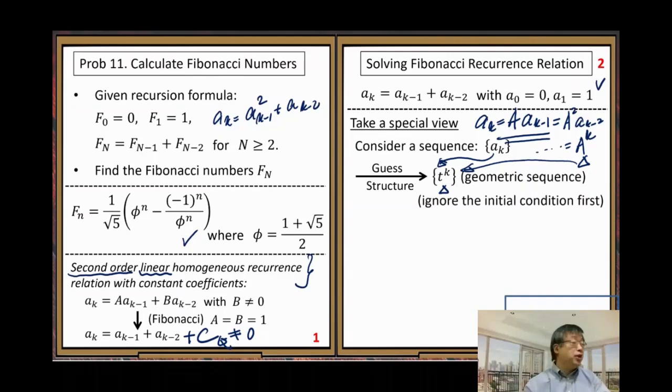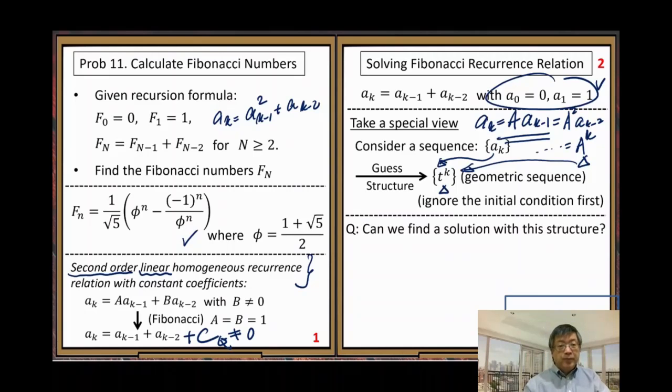First, we ignore the initial condition, because we have to make the sequence follow this initial condition, but it will make the solution harder. So first, let us forget about that initial condition. So we try to make the solution as easy as possible. We only consider the main part, the linear recurrence relation part. All right. Now, question. We want to find the solution in this form.